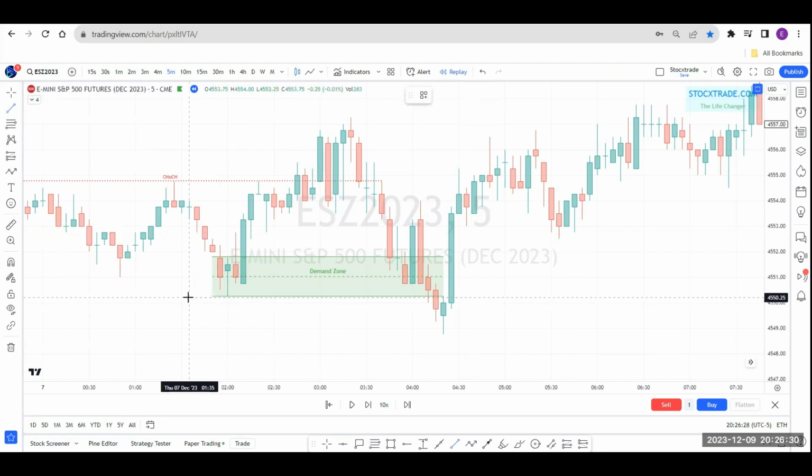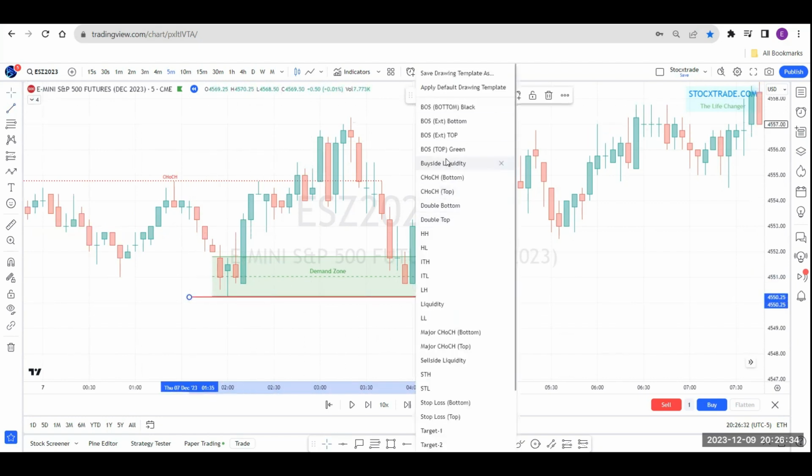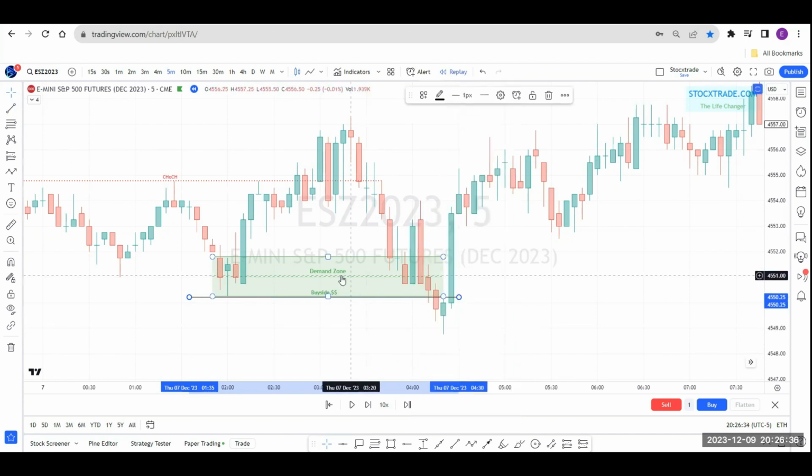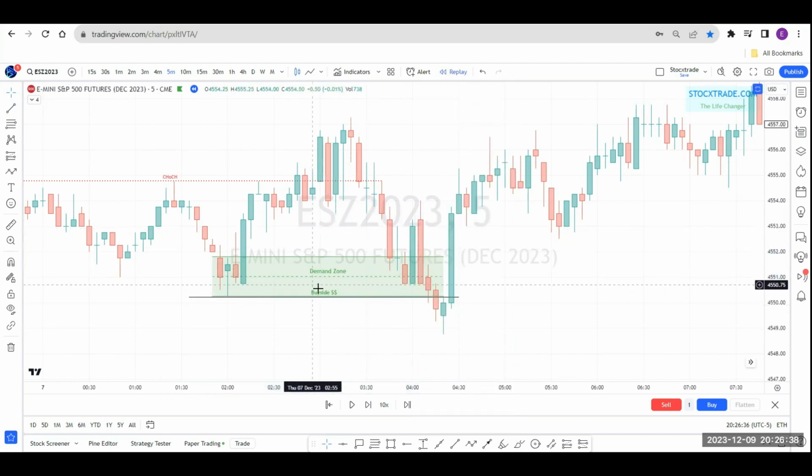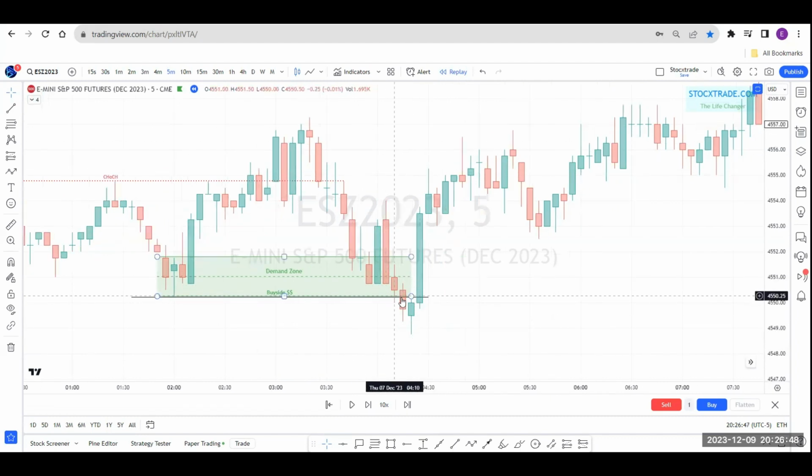So I can say this was my buy side liquidity. This is the demand zone. This is my buy side liquidity. There is no gap, there is no trade. I need an impulsive move, meaning a sudden move. Can you see, after the retest, after sweeping out this liquidity, this is the impulsive move.